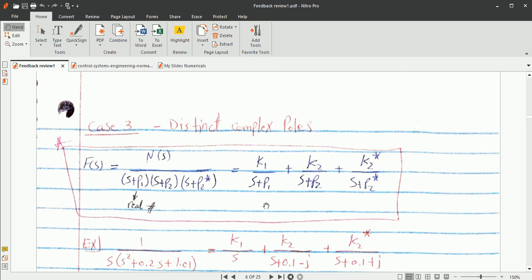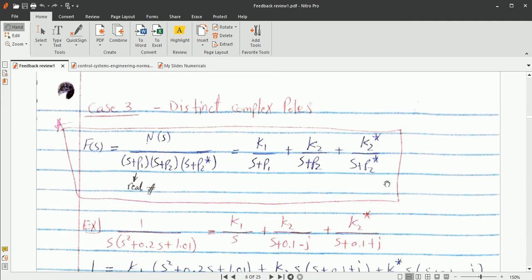So okay, k1 over s plus p1 plus k2 over s plus p2. Now this is the conjugate of this p2. So you have to make the conjugate of k2. So k2 conjugate over s plus p2 conjugate. What will be our next step? Cross multiplication. We will cross multiply it, and then we will find k1, k2 and k2 conjugate. Basically we have to find k1 and k2, and k2 conjugate will be just the conjugate of k2.